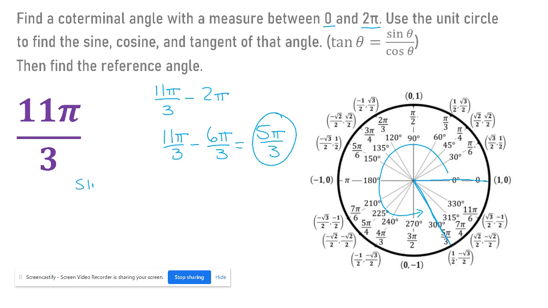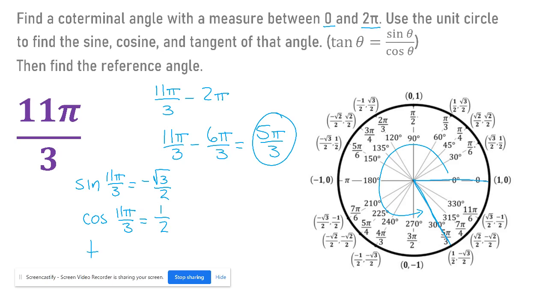So my sine of 11 pi over 3 is going to be negative square root of 3 over 2. My cosine of 11 pi over 3 is going to be 1/2.